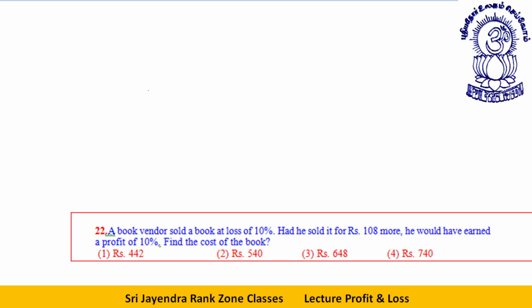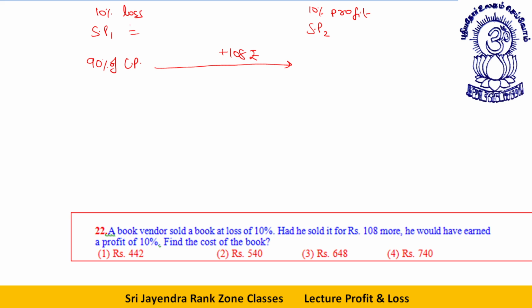See, students, what's happening is initially SP1 is what? There's a loss of 10%. How will you do it directly? You will say SP1 is equal to 90% of CP. If to this case you add rupees 108, you will reach a position where you will get a second SP. He would have earned a profit of 10%. Here there is 10% profit. Here there is a 10% loss.